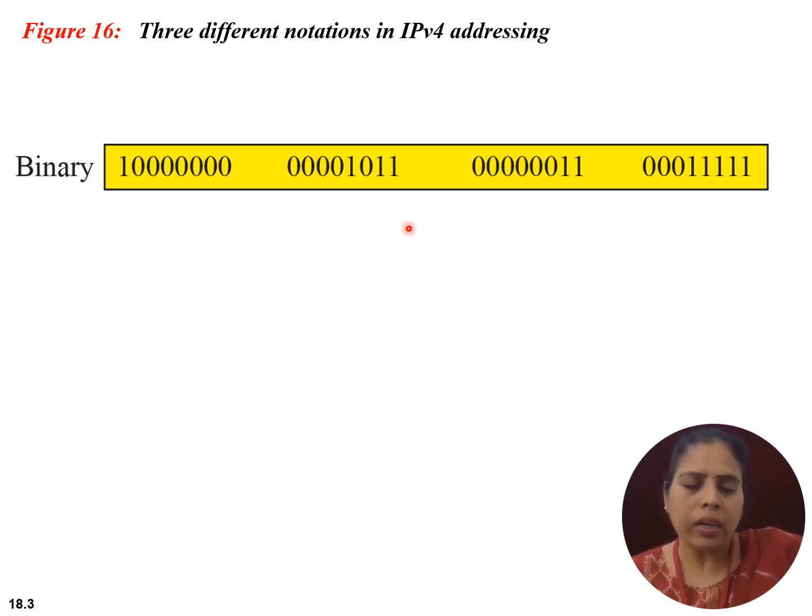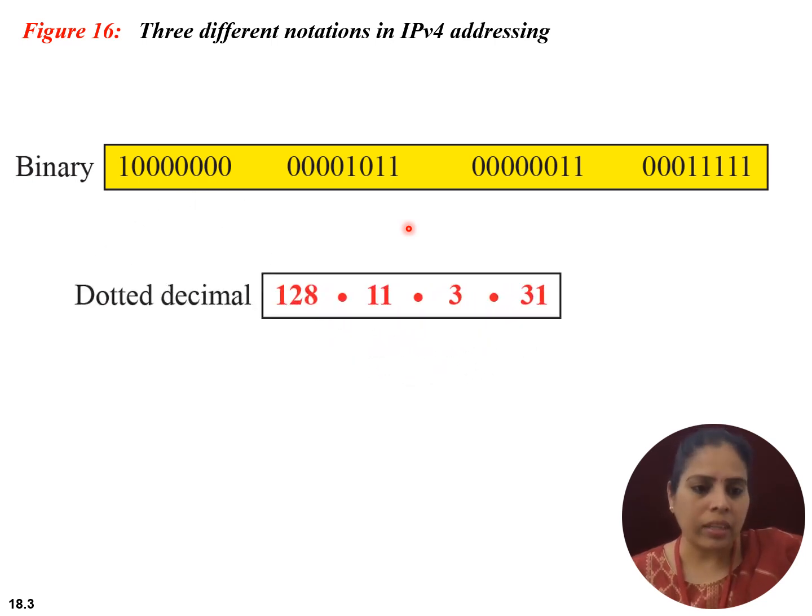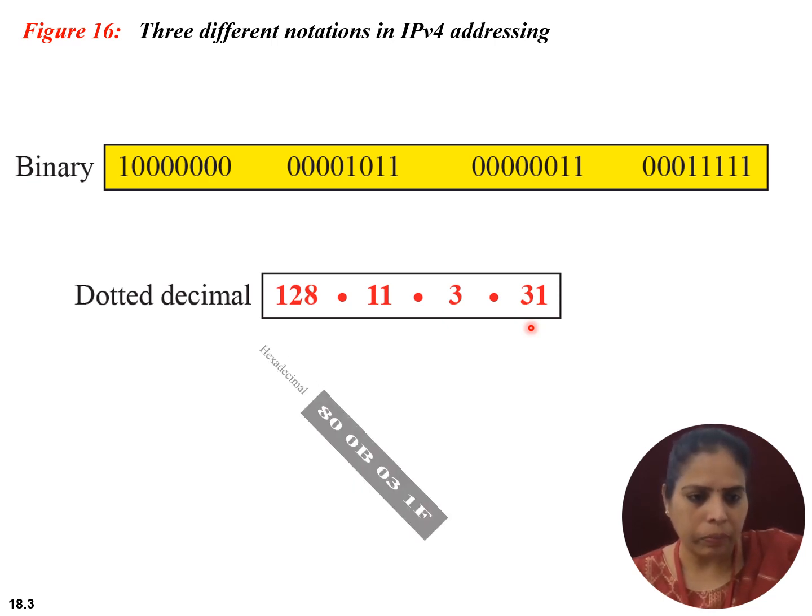But binary representation is good for the internal representation of the computer. As per human requirement, binary notation does not suit well. So we go for another notation called dotted decimal notation, in which we represent each byte in decimal form. Each decimal number is separated by a dot. Hence it is called dotted decimal notation.